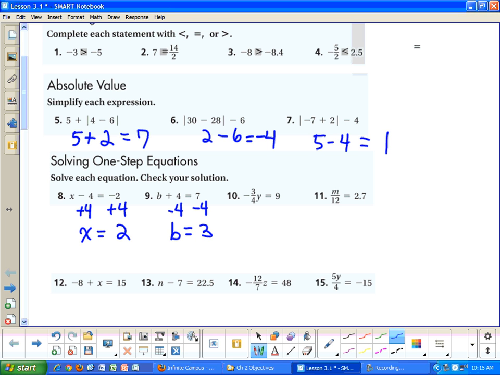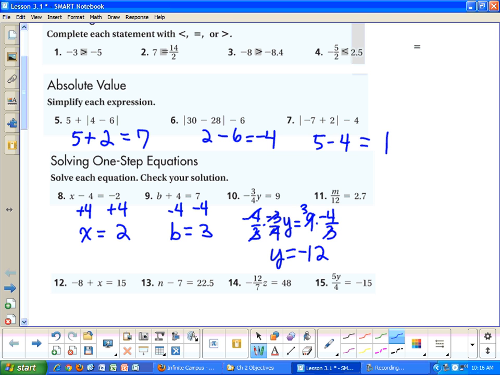For this equation, we're going to multiply both sides by the reciprocal of -3/4, which is -4/3. And when we do that, we get -4/3 times -3/4 is 1y. And over here we have 9 divided by 3, which is 3. And 3 times -4 is -12.